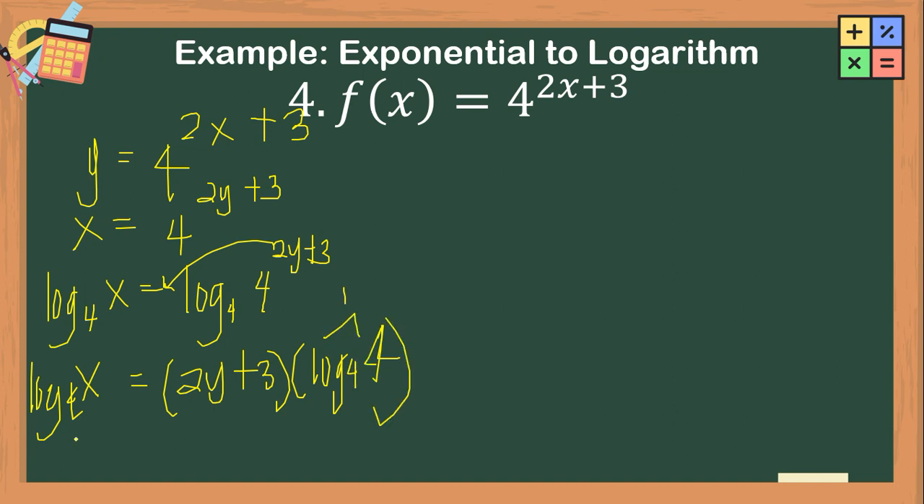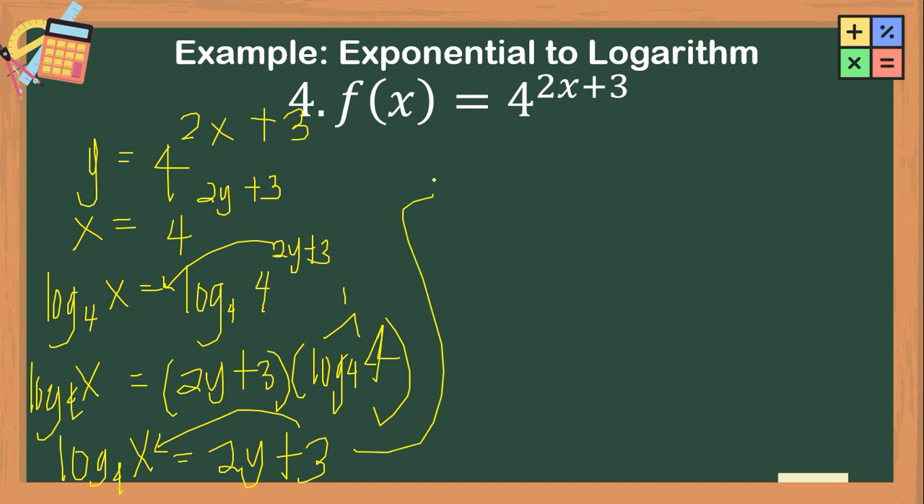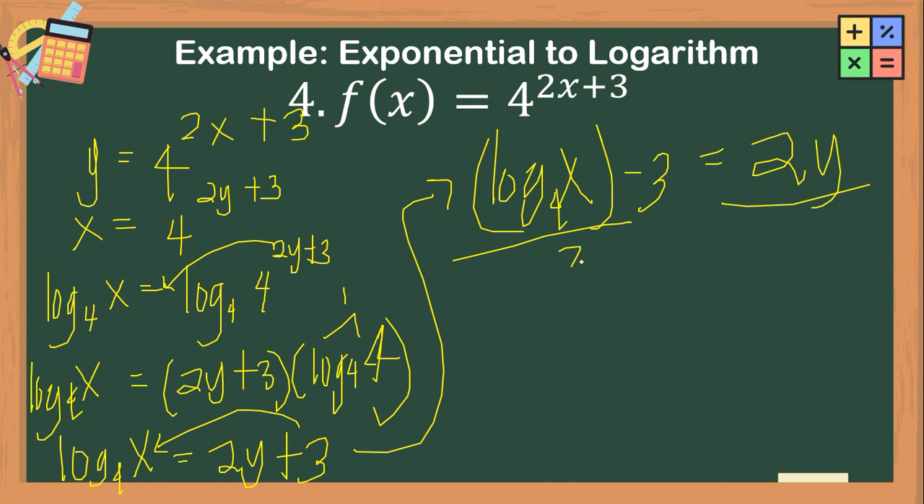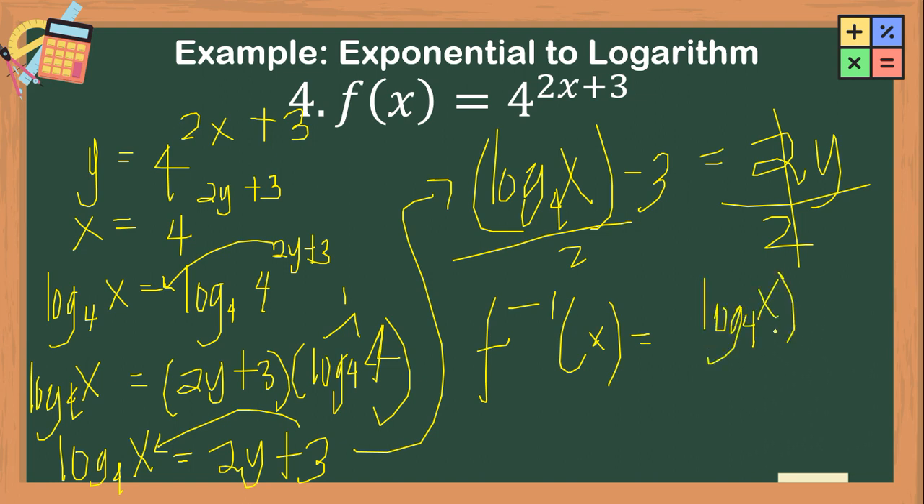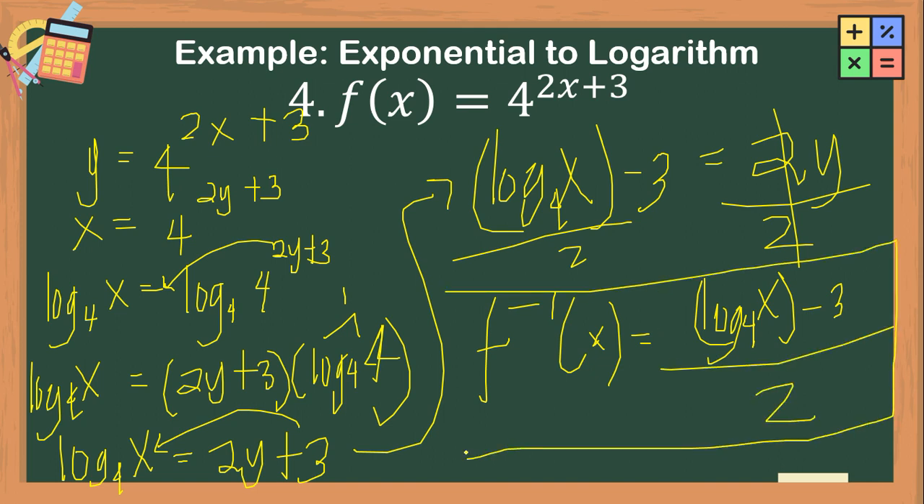So, that will be 1. Hindi ko na yan isusulat. Log x with the base of 4 equals 2y plus 3. Then, yung 3 natin lilipat sa kabila. So, magiging log x with the base of 4 minus 3 is equivalent to 2y. Divide natin sa 2. Yun na yung sagot. F inverse of x is equivalent to log x with the base of 4 minus 3, all over 2. Gets po?